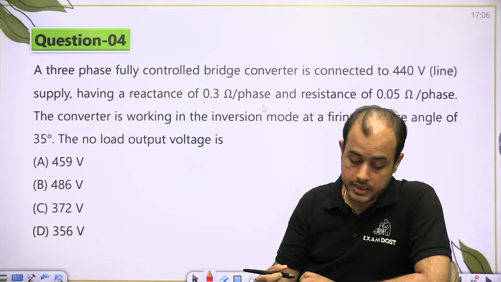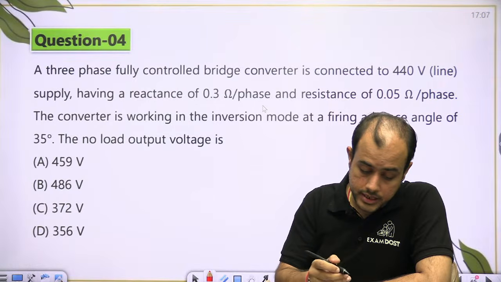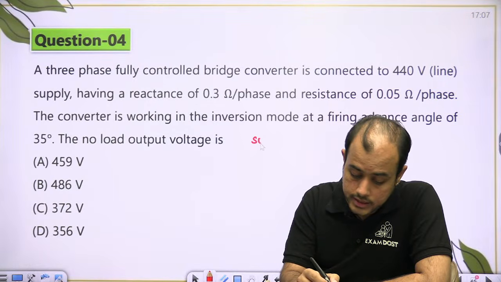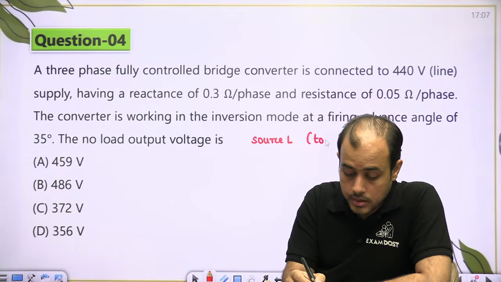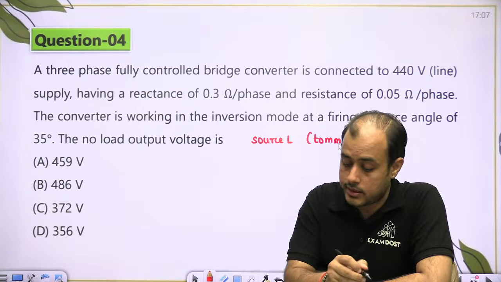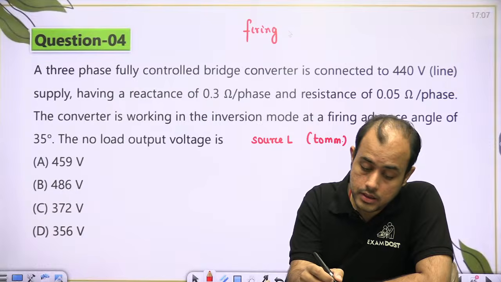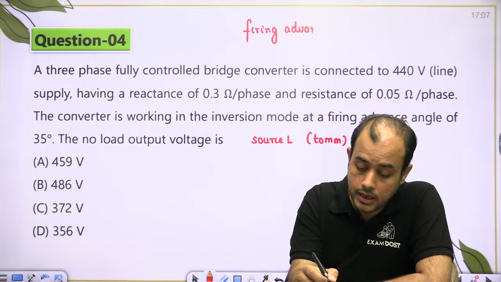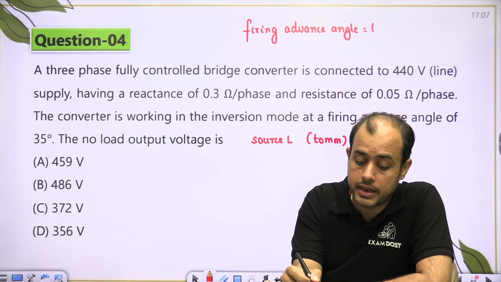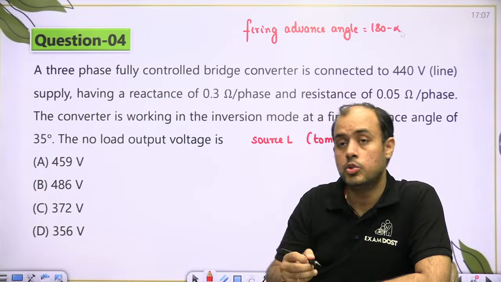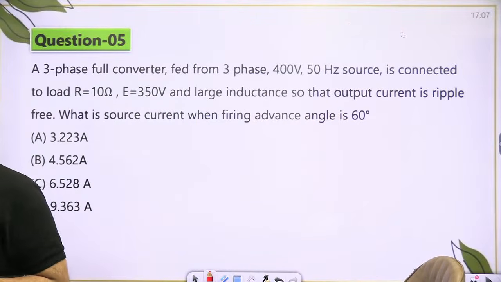चलो next बेटा. Let me tell you one thing. Again बेटा, it is a case of source inductance. ये वाला क्वेश्चन भी कल होगा, बट लेट मी टेल यू वन थिंग. Firing advance angle is actually 180 minus alpha. It is used in the inversion mode when the rectifier acts as an inverter.